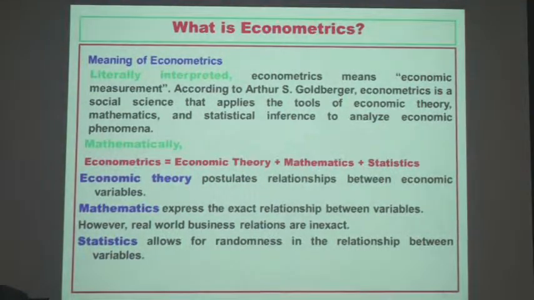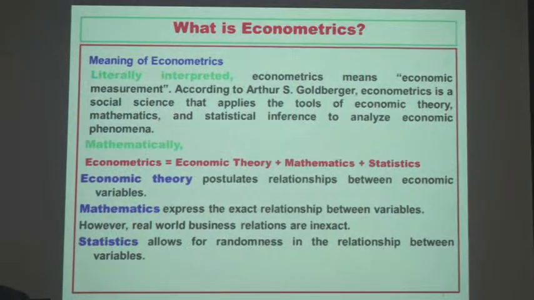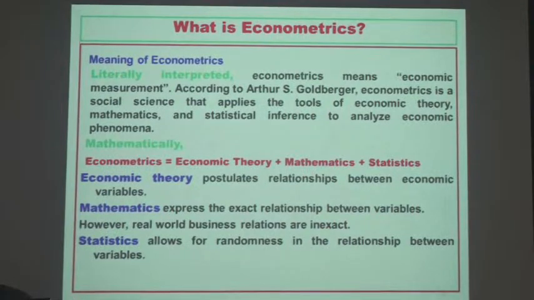I begin from the meaning of econometrics. Literally interpreted, econometrics means economic measurement. According to Arthur S. Goldberger, econometrics is a social science that applies the tools of economic theory, mathematics, and statistical inference to analyze economic phenomena. So, mathematically, we can say econometrics is equal to economic theory plus mathematics plus statistics.